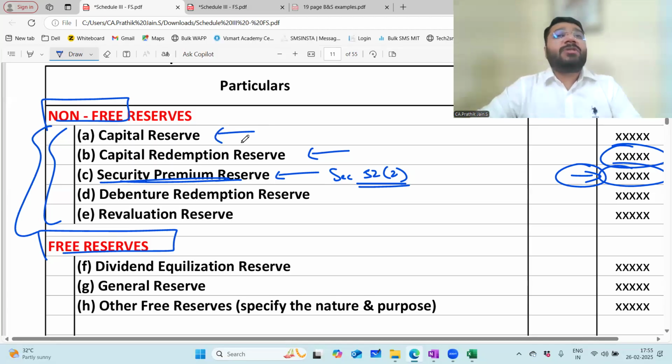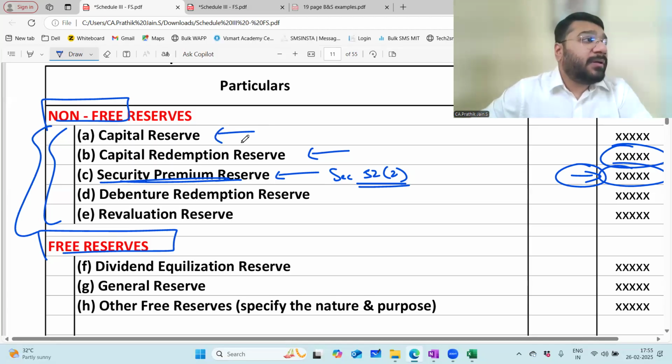Capital reserve also we studied in the 12th CBSE, again in CA Foundation. Can you give me one example of capital reserve? How does the capital reserve get created? Yes.